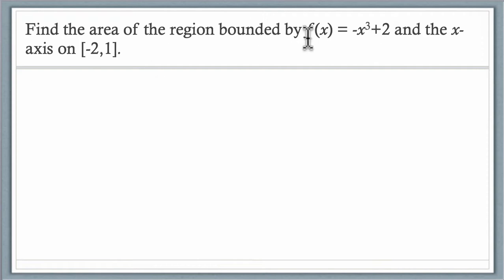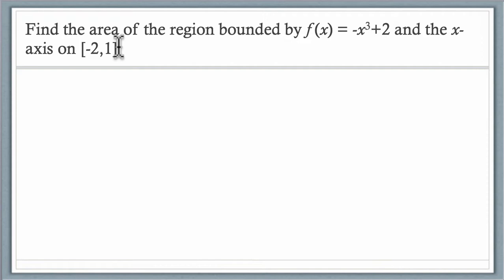So if our problem is posed like this, find the area of the region bounded by, this is the same curve we were given and the x-axis on a closed interval. Notice how we're not given any other information. We're told to find the area. That means we're going to find the exact area.